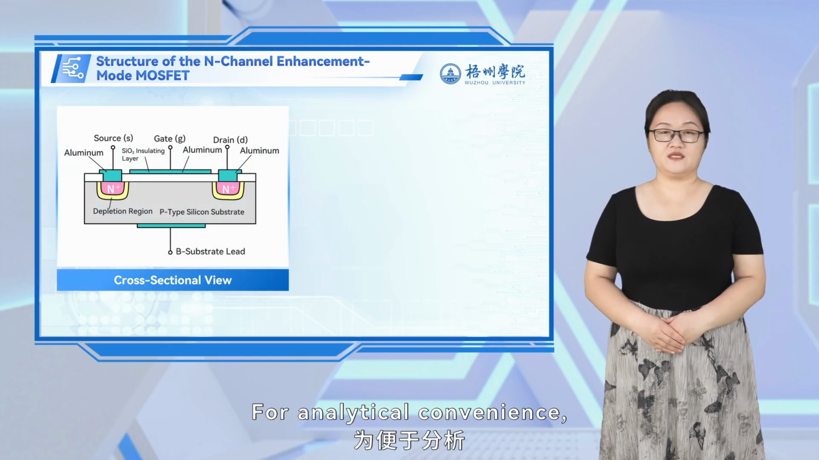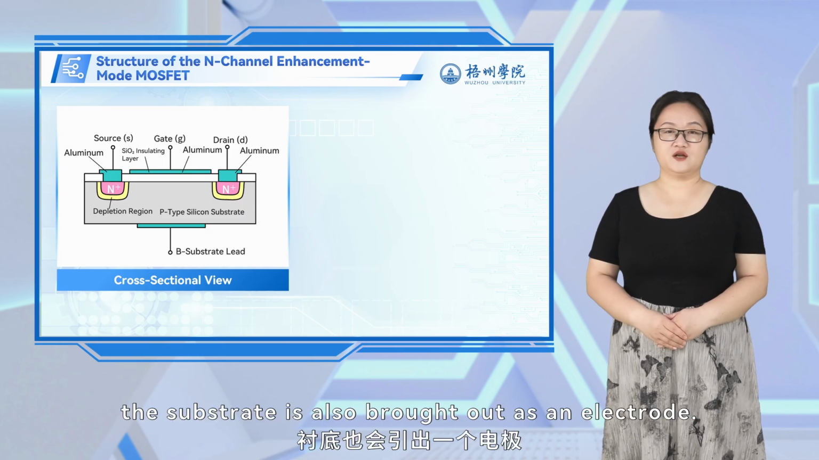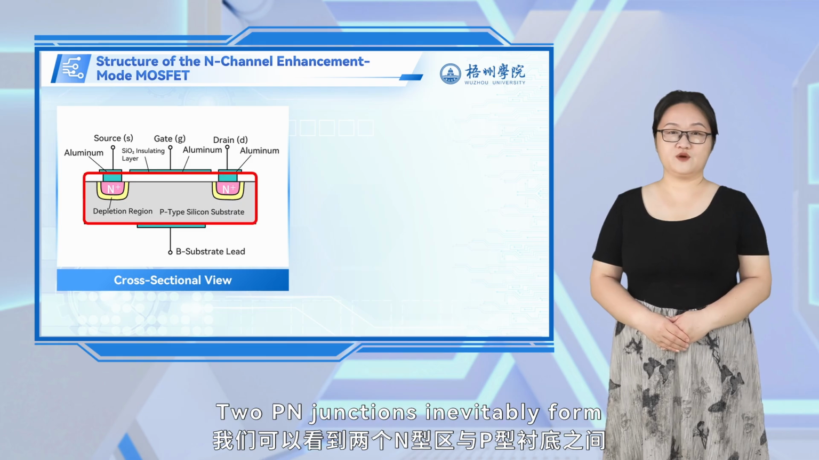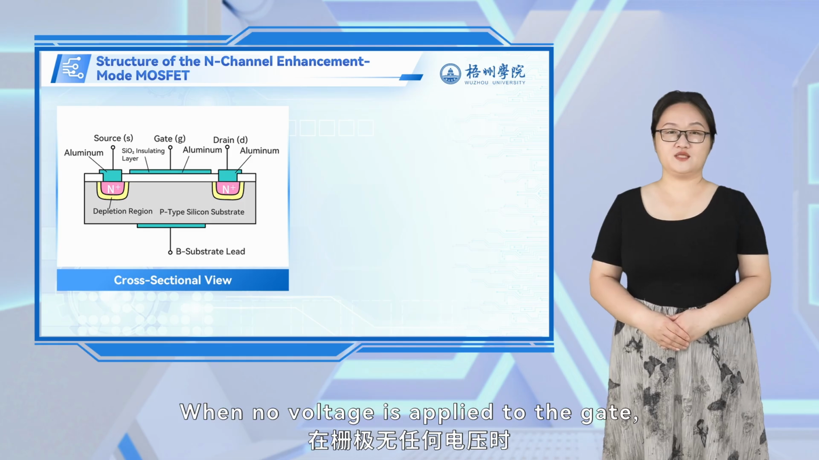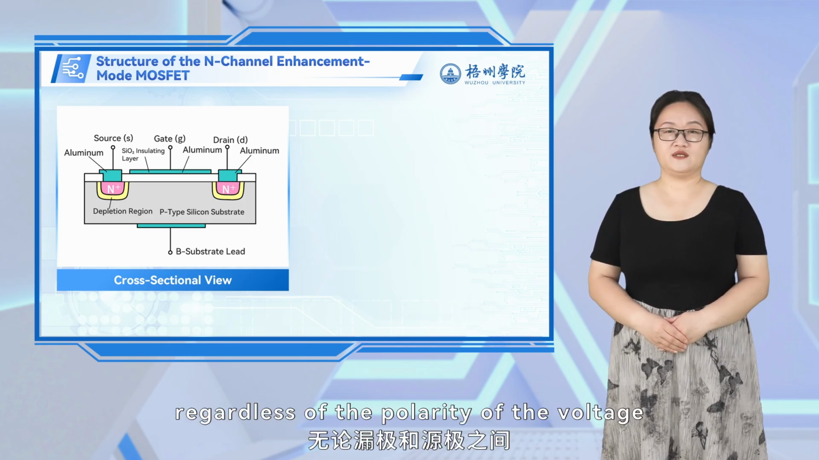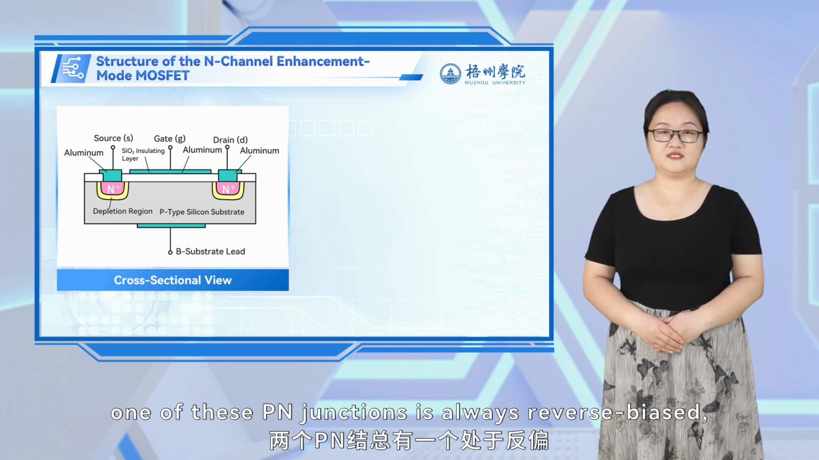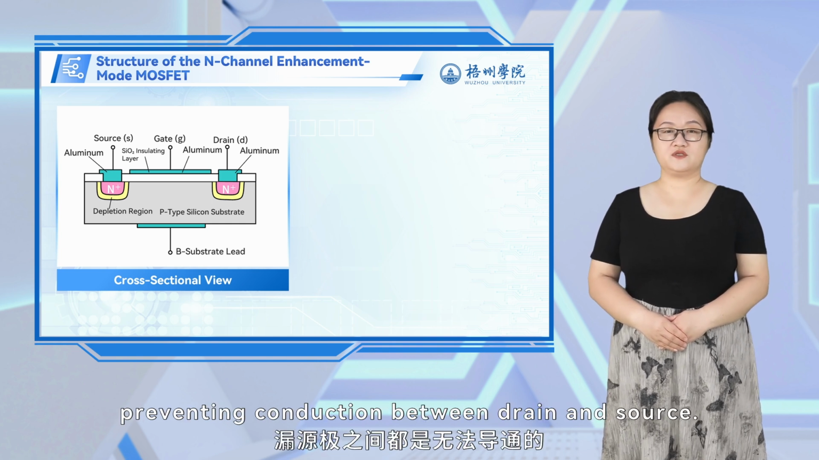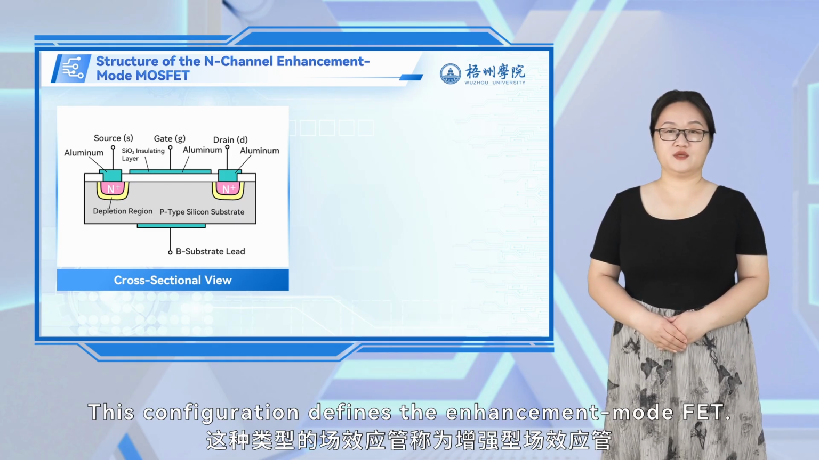For analytical convenience, we often use a longitudinal cross-sectional view of the FET. In practice, the substrate is also brought out as an electrode. Two p-n junctions inevitably form between the N-type regions and the P-type substrate. When no voltage is applied to the gate, regardless of the polarity of the voltage between drain and source, one of these p-n junctions is always reverse biased, preventing conduction between drain and source. This configuration defines the enhancement mode FET.